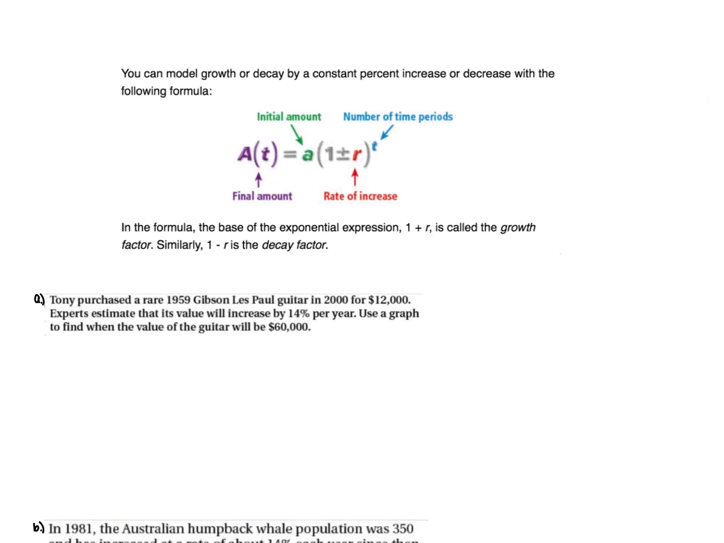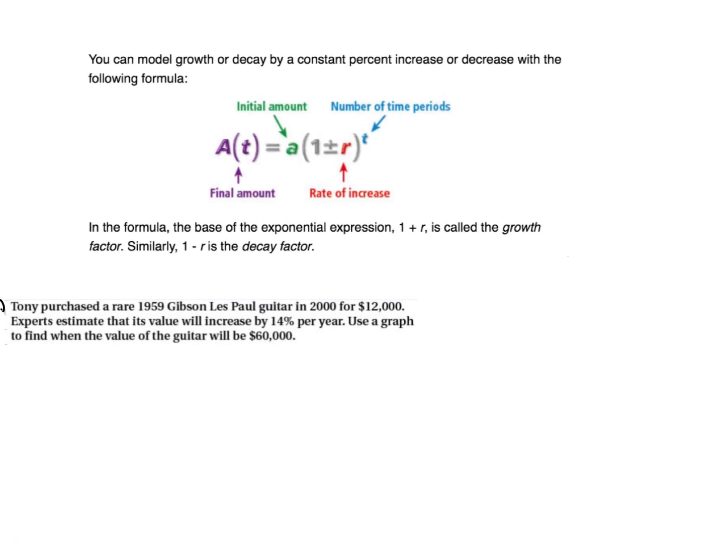The last part of your lesson goes over using this formula, A of t is equal to A times 1 plus or minus r to the power of t. We are going to use this to determine between what 2 years a value will become either greater than or less than what's given or what's starting. Your A is your initial amount, your r is going to be your rate or your percent as a decimal, and your t is in years.